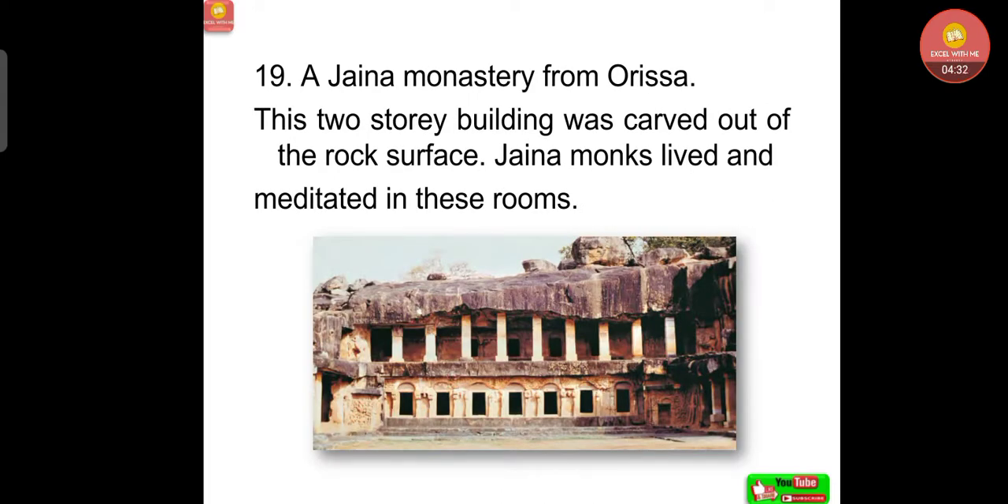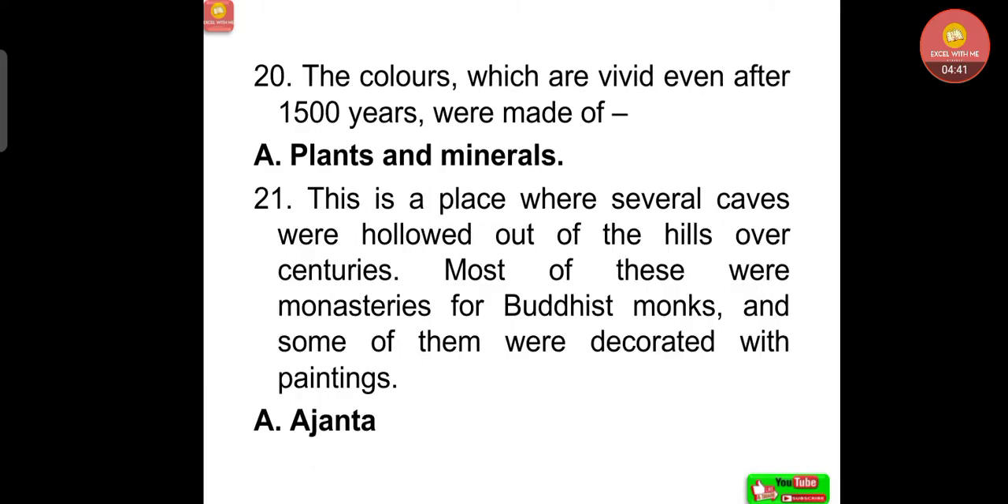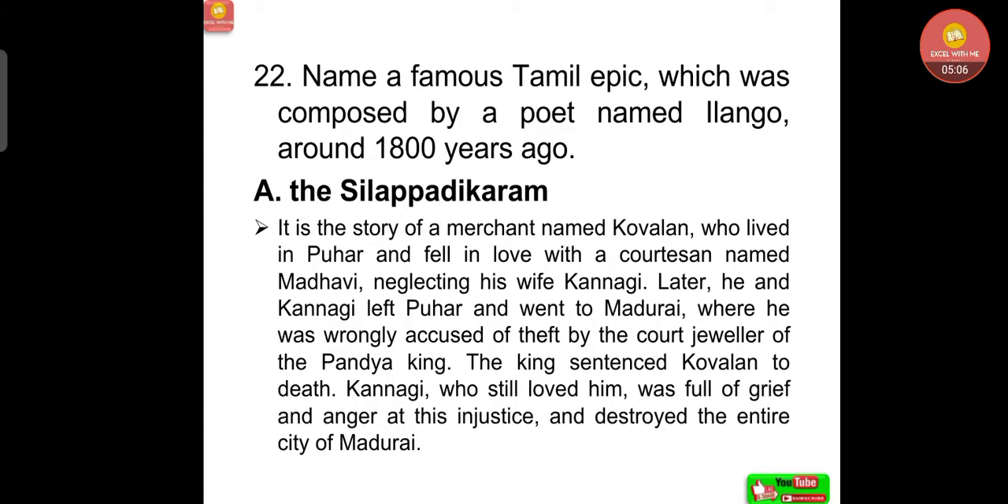Now, a Jain monastery from Odisha, this 2-story building was carved out of the rock surface. Jaina monks lived and meditated in these rooms. The colors, which are vivid even after 1500 years, were made of plants and minerals. This is a place where several caves were hollowed out of the hills over centuries. Most of these were monasteries for Buddhist monks, and some of them were decorated with paintings. Very, very important place, that is Ajanta.